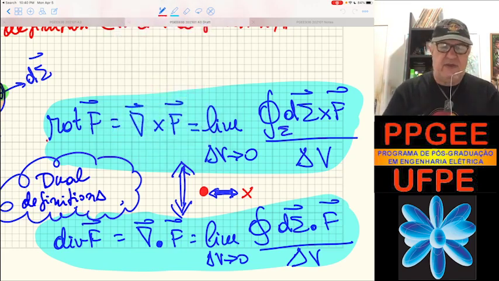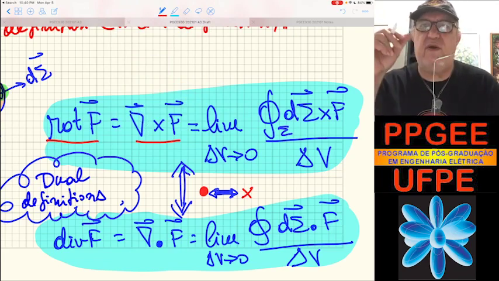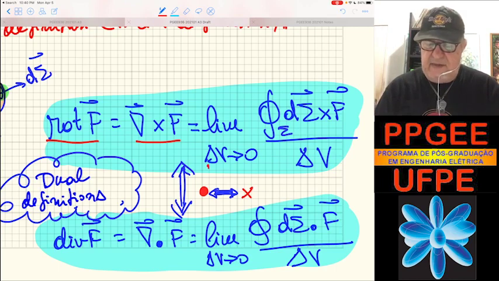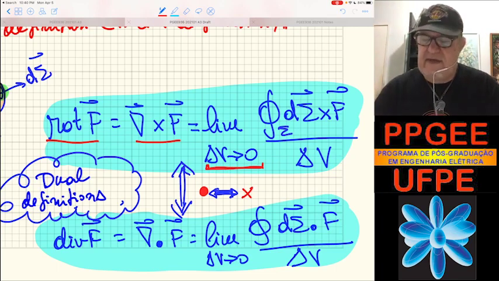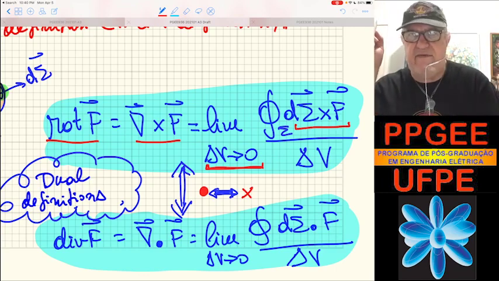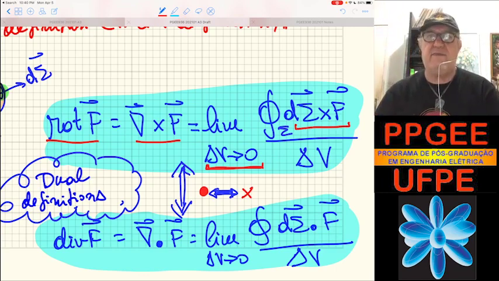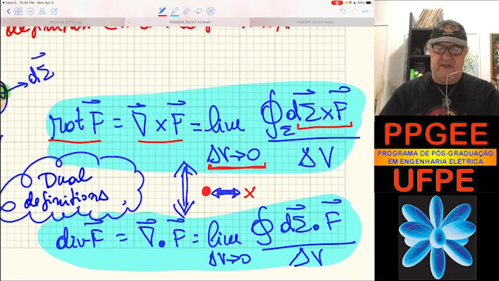I mean, a truly vectorial definition, right? The curl is in fact defined in terms of volume integration, so it's very similar to the definition of the divergence. It is the limit as delta v goes to 0 of the surface integral of the cross product delta sigma cross f, where delta sigma is a surface element, divided by the volume. So you see that this is a dual definition of the divergence, right? Just change the cross to the dot.